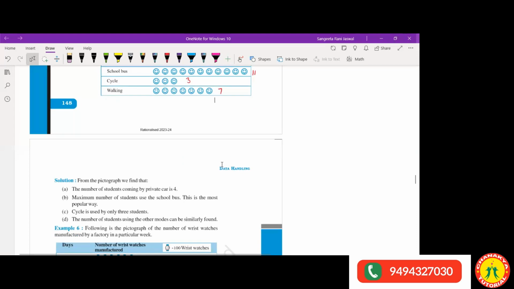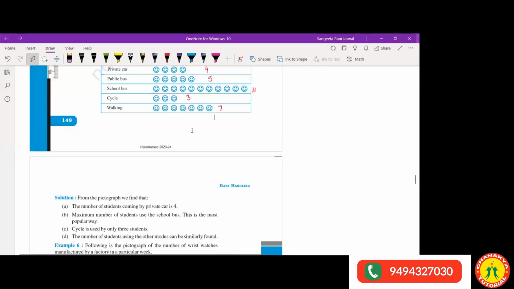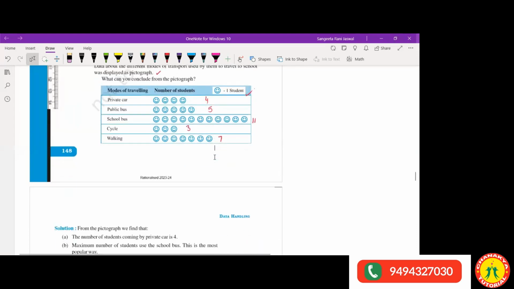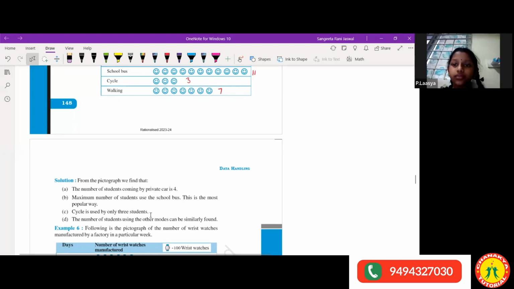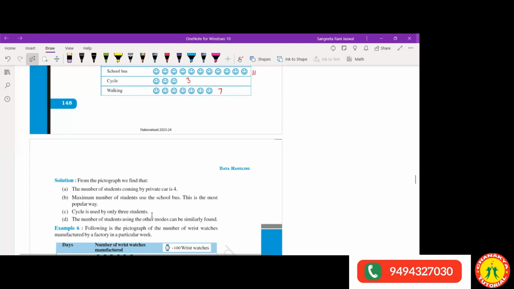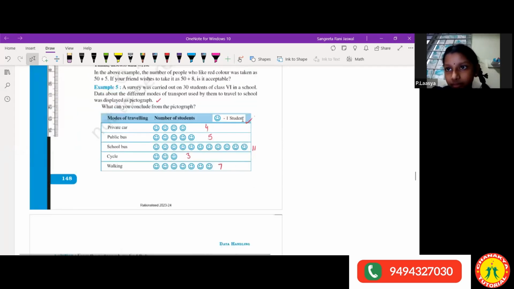Now the number of students coming by private car was 4. The maximum number of students use the school bus, 11. This is the most popular way. Cycle was used by only 3 students. So this was the data which we collected in the pictograph. The number of students using the other modes can be similarly found.